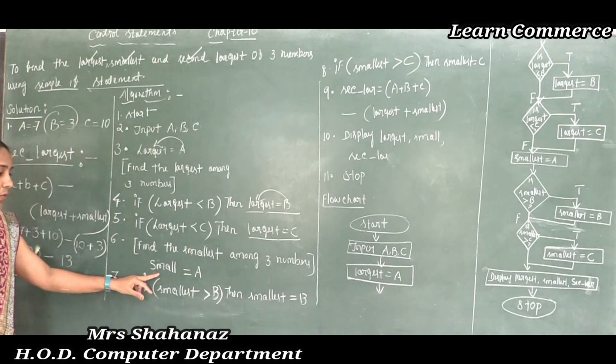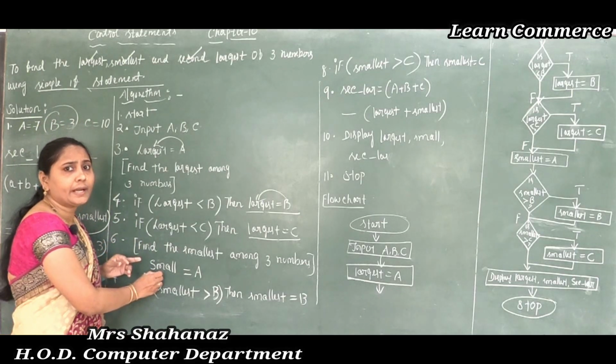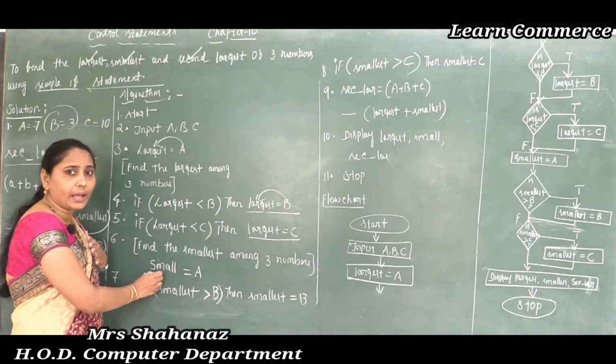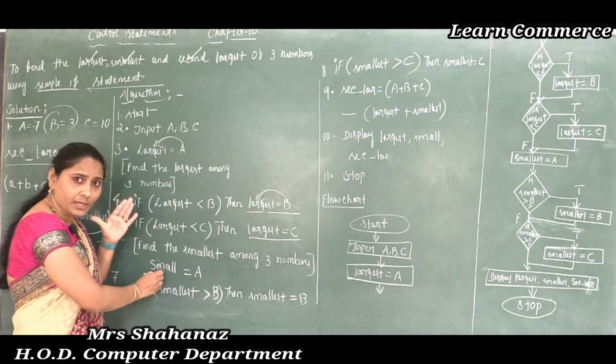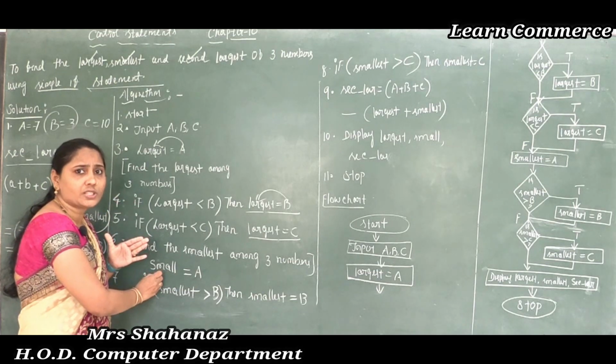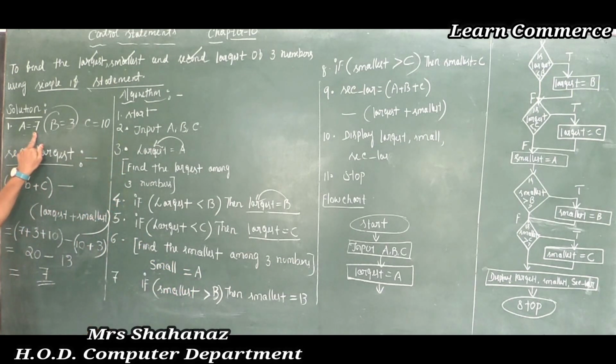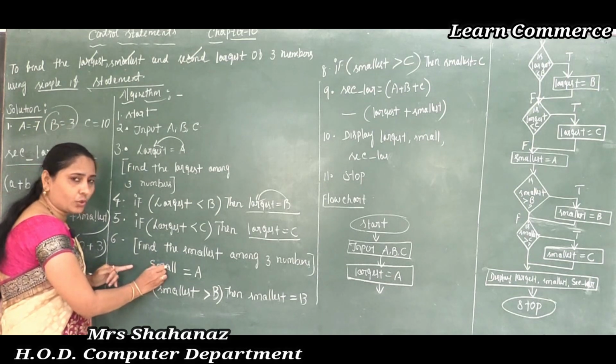So first of all, small value is equal to A. Okay, it is just an assumption. In my assumption I am assuming that the first number is the small number, or we can say the smallest number. So smallest value is equal to A value, A value is equal to 7. So we can say that it is just an assumption.